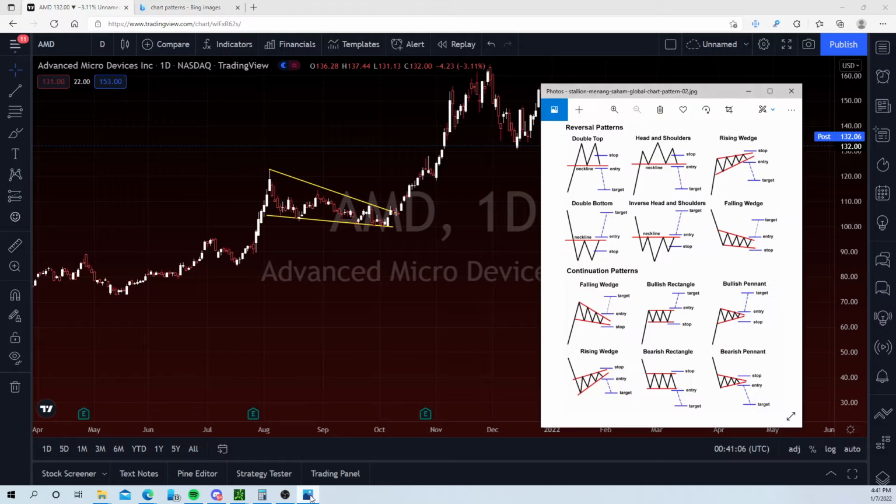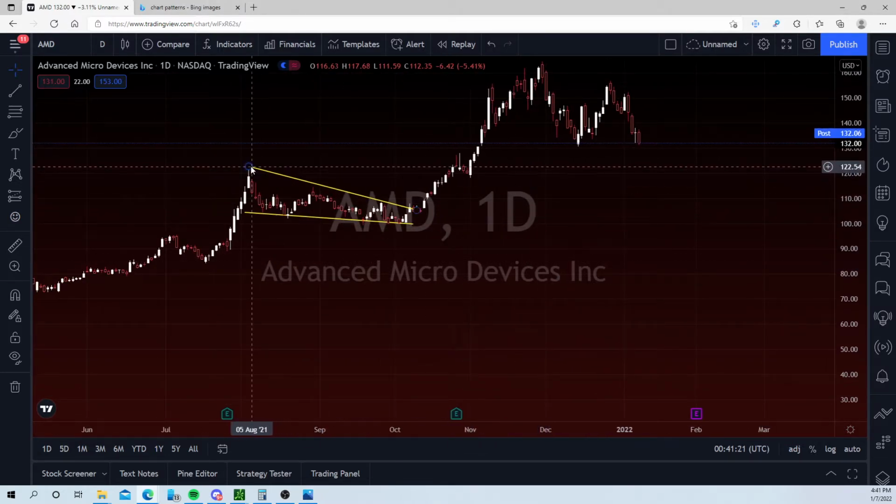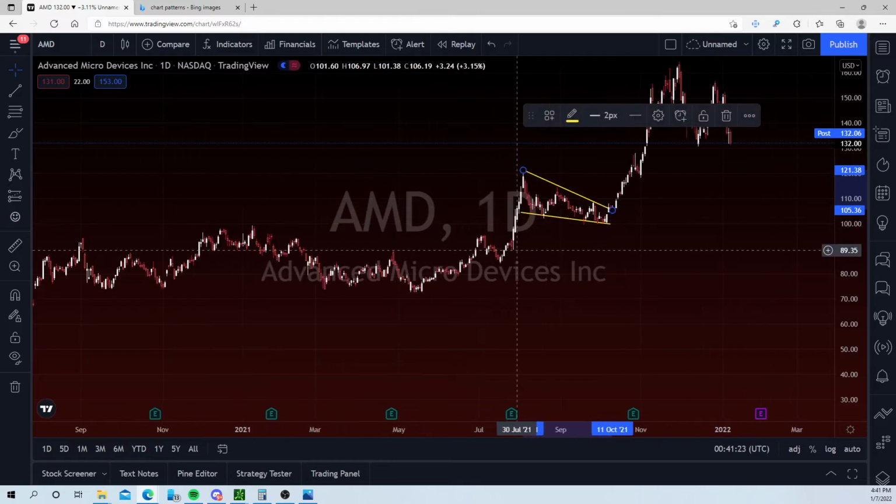I forget the name. I really don't know them. I just look at them and I'm able to see them. Falling wedge or a pennant. The difference with pennants is that they have a lot more touches up and down. This just has a basic pattern, which is almost the same thing.